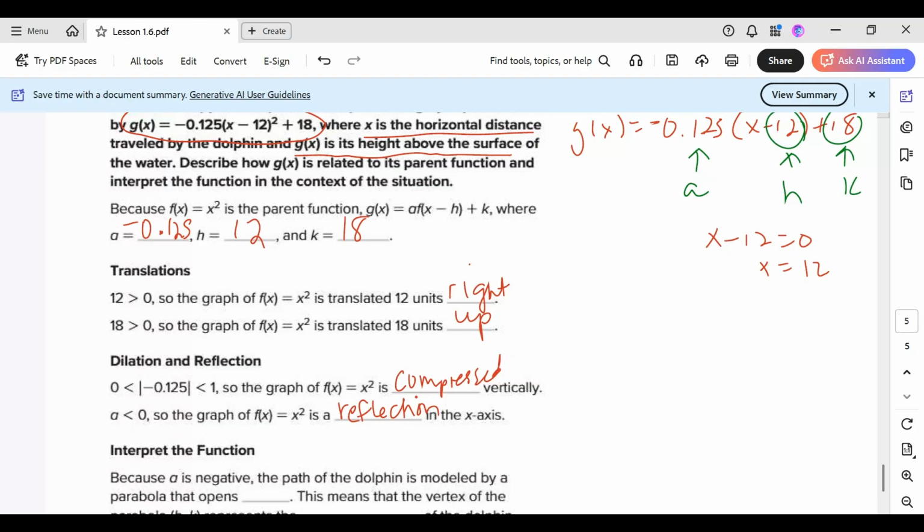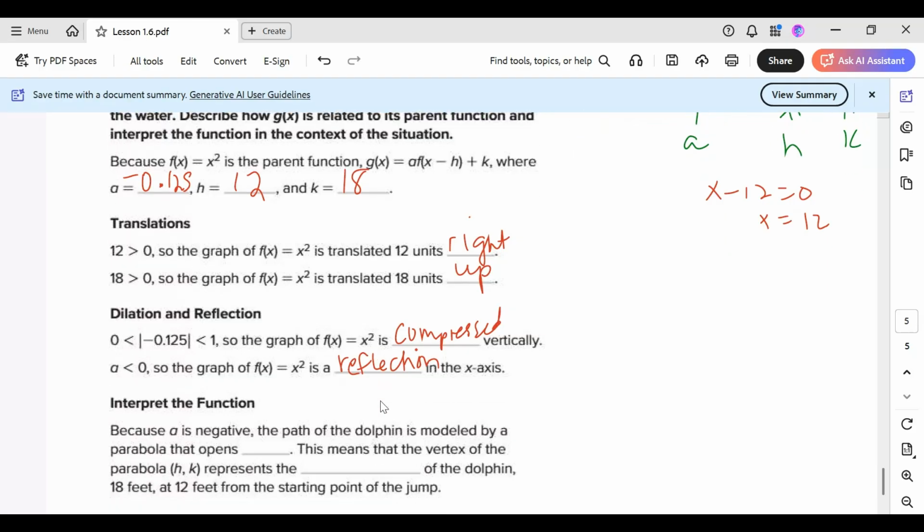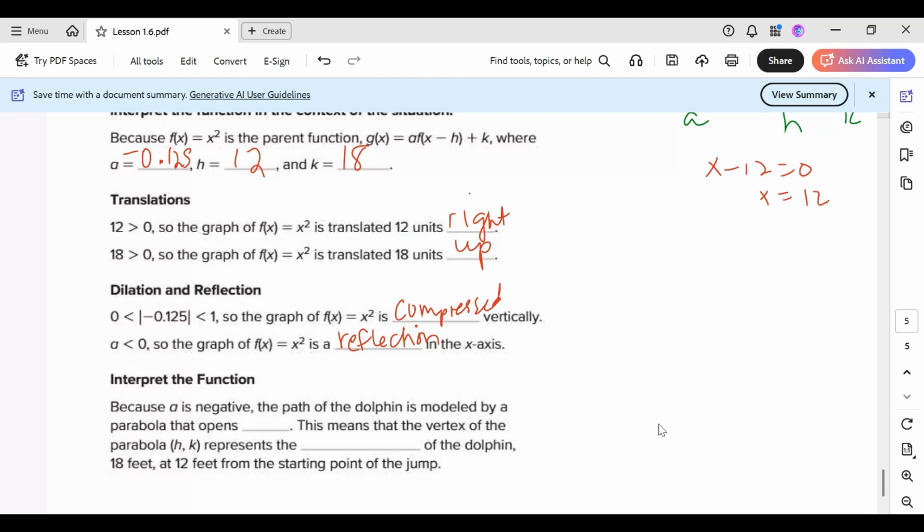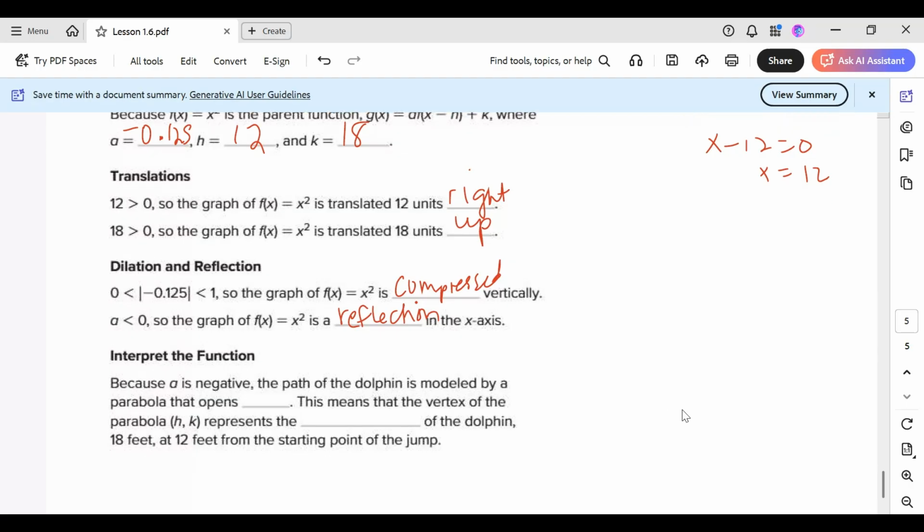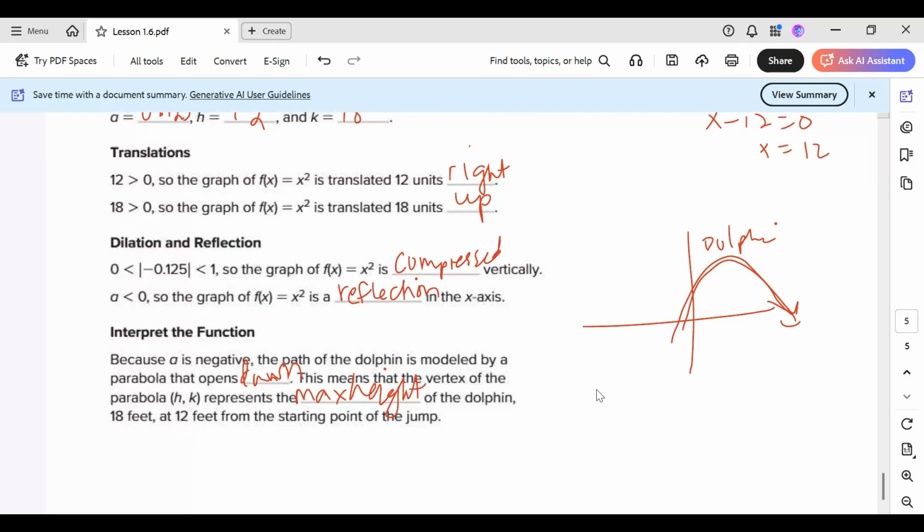in the x-axis. When we look to interpret the function, it says because a is negative, the path of the dolphin is modeled by a parabola that opens down. Remember, here's our graph, and the dolphin jumped up and came back down. So our dolphin, it's opening down because it jumped up out of the water, and then came back in. So it's opening down. This means that the vertex of the parabola, (h, k), represents the maximum height of the dolphin, 18 feet at 12 feet from the starting point in the jump.